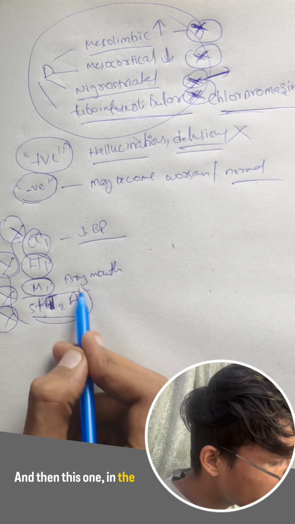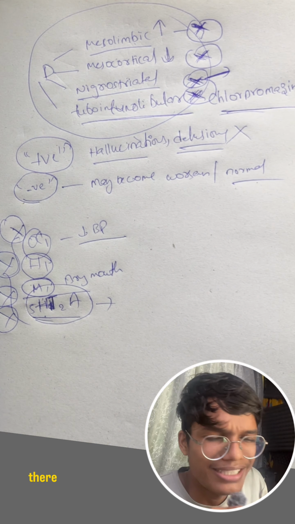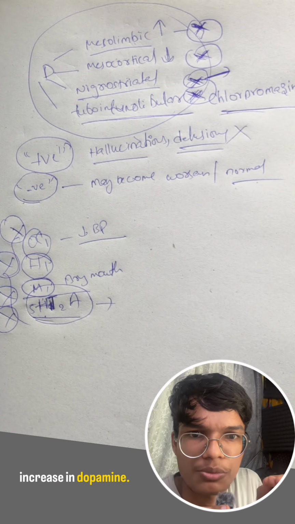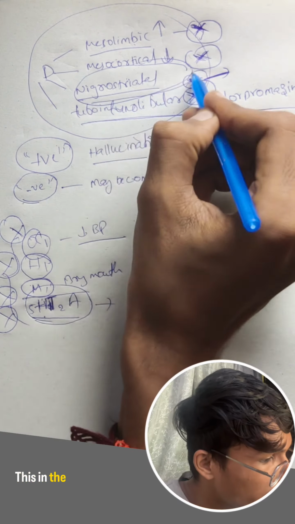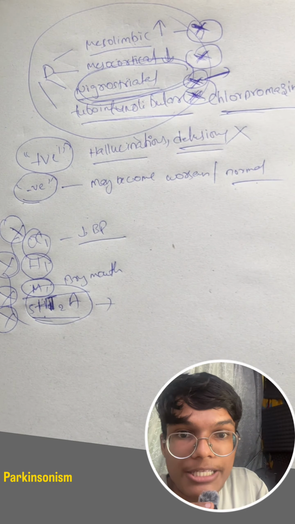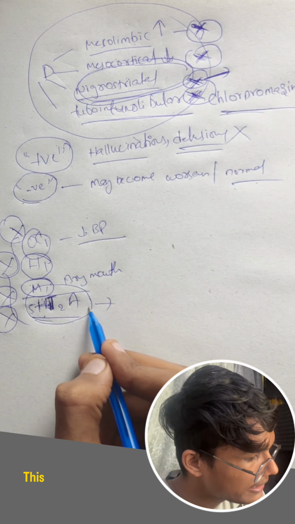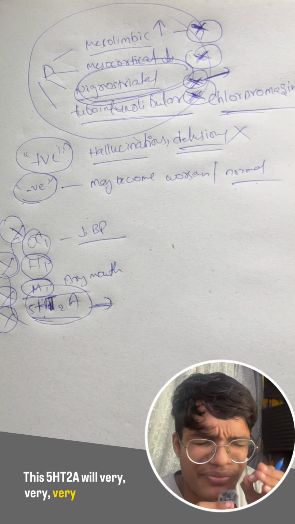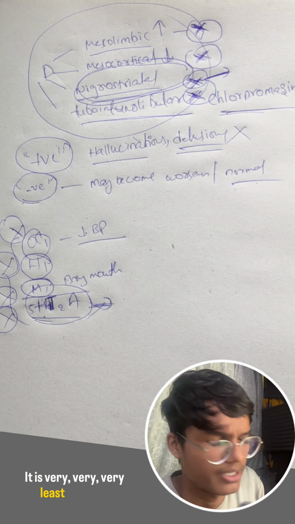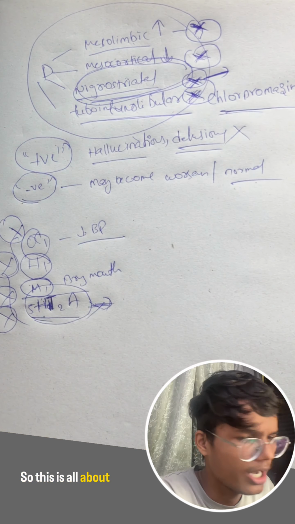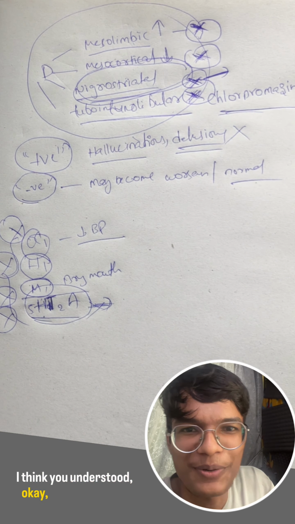And then at the 5-HT2A receptor, whenever chlorpromazine acts on it, there will be a very slight increase in dopamine, but it cannot stop the extrapyramidal side effects. I did not tell this: in the nigrostriatal pathway, the Parkinsonism symptoms that happen are also called extrapyramidal side effects. This 5-HT2A will very slightly increase dopamine, but it is not that effective, it is a very small amount. So this is all about the mechanism of action of chlorpromazine. I think you understood. Comment in the comment section.